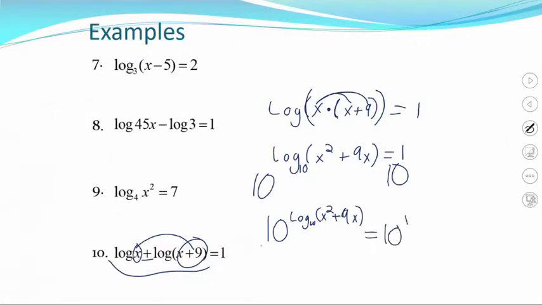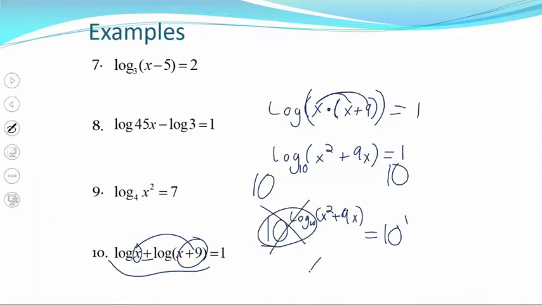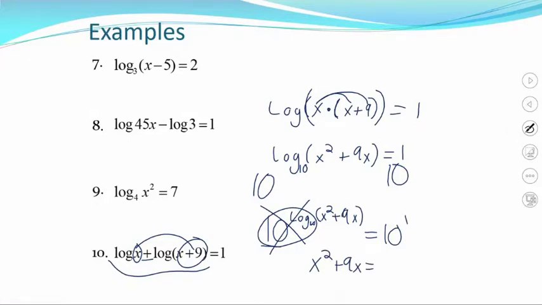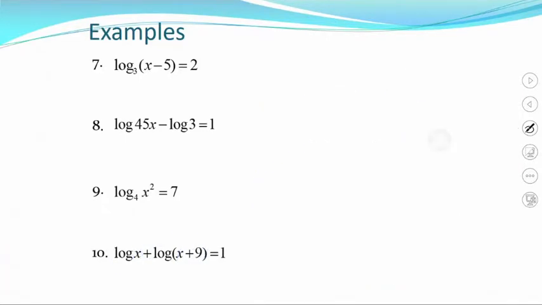Now, the whole reason I'm doing this is so that I can cancel that logarithm out. And I just have x squared plus 9x equal to 10 to the first power. But 10 to the first power is just 10. All right, so unfortunately, I ran out of room, so I'm going to have to erase and put this back up here. But this is where we're at right now, right? X squared plus 9x equals 10. I'm just going to rewrite that. X squared plus 9x equals 10.